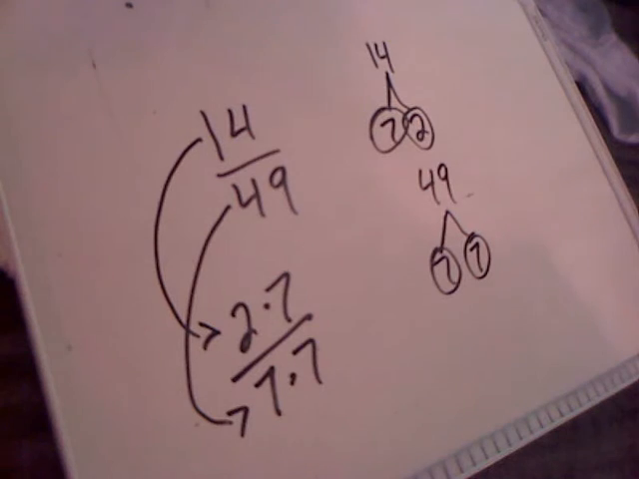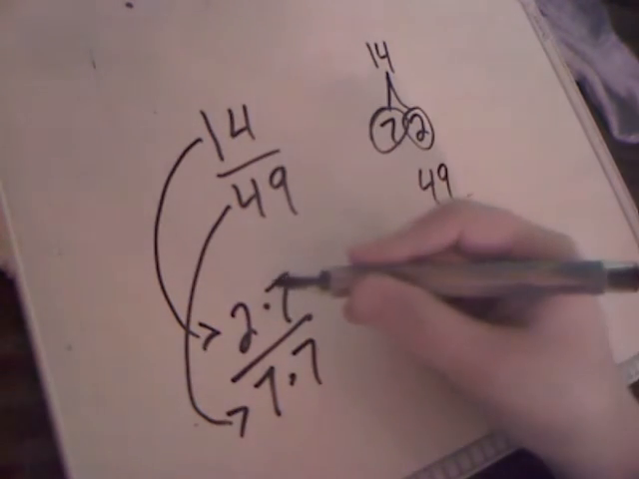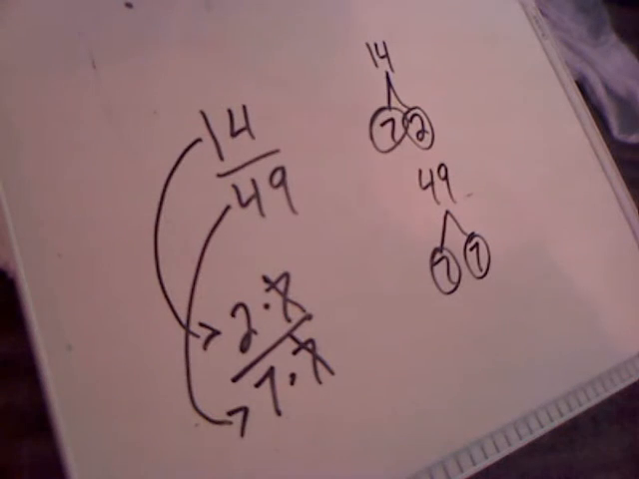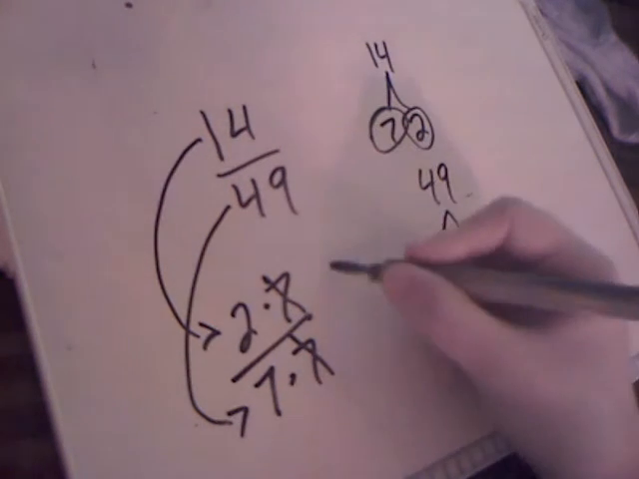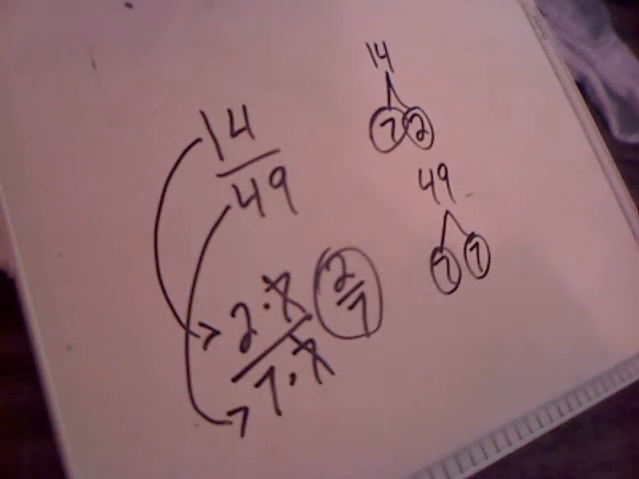Now, here's why I call this the easy way. Because we have the same number on the top and the bottom, we just cross it off. So in this case, we're left with 2 over 7. That is your reduced fraction.